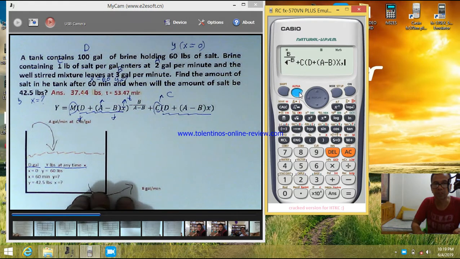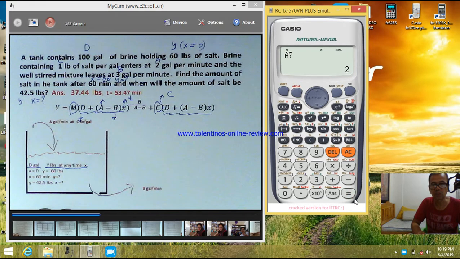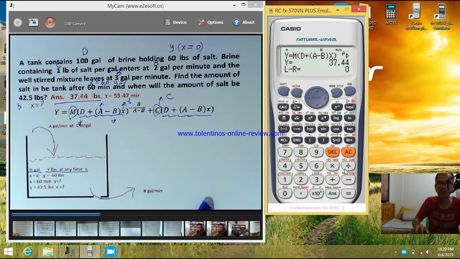Replace this by Y and then Shift Solve. You know the value of M is already negative 4 times 10 to the negative 5. Our D is still 100. Our A is 2. Our B is 3. Now this time your X is 60 minutes. You have the same concentration of 1. You're looking for Y. The answer is 37.44 pounds.